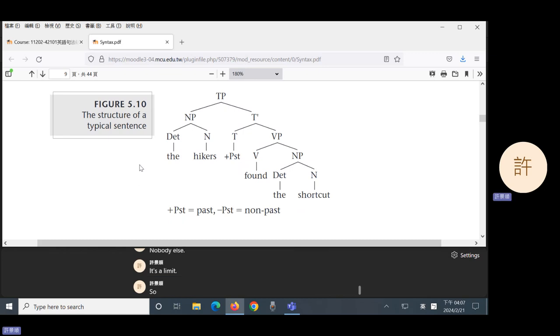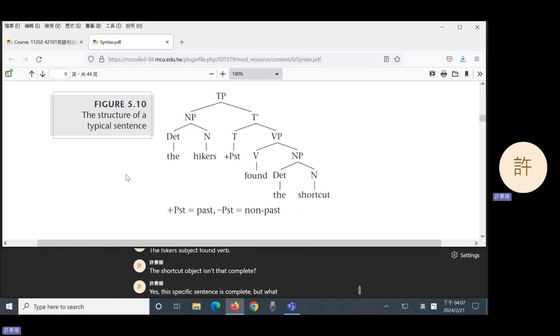So now we have the nouns, we have the verbs, and now we have the tense, past or not past. We're almost finished building a complete sentence. Here's the thing. Why is this not yet a complete sentence? It looks like a complete sentence, right? The hikers, subject, found, verb, the shortcut, object. Isn't that complete? Yes, this specific sentence is complete.